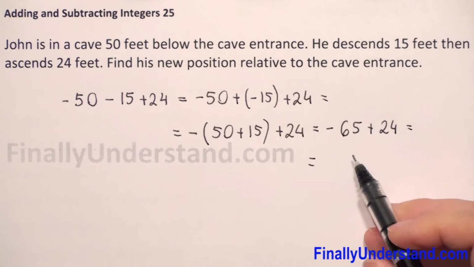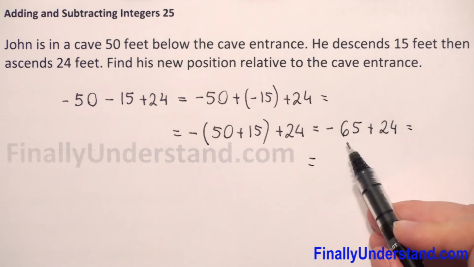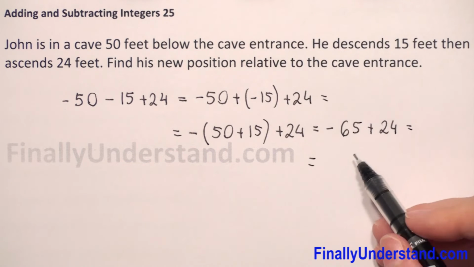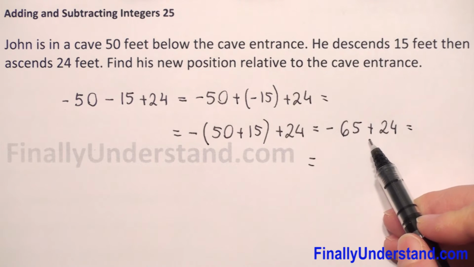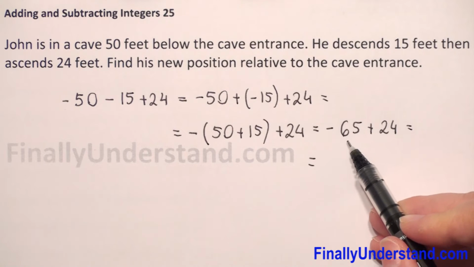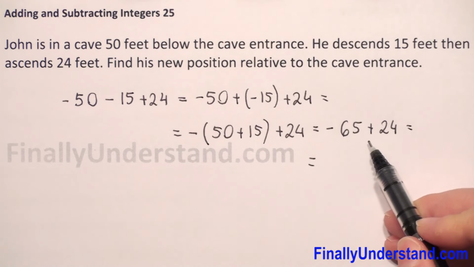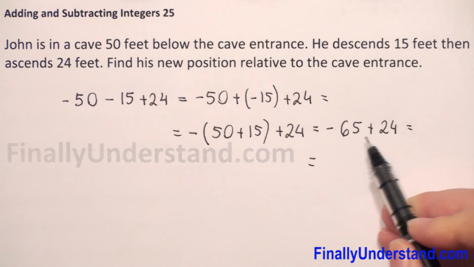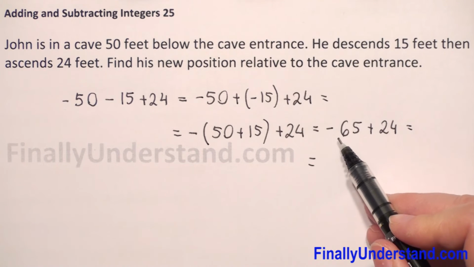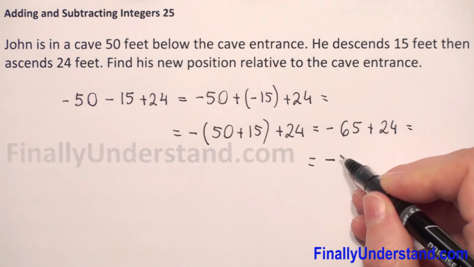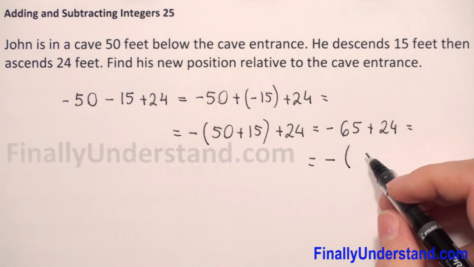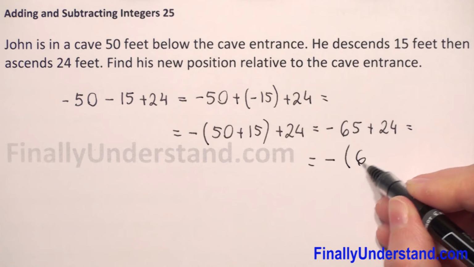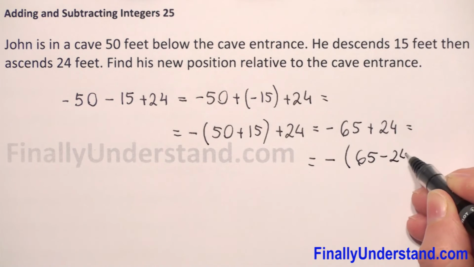Next, we have addition of two integers with different signs, negative and positive. So first we check which of these two numbers is greater. 65 is greater than 24. So we copy the sign before the greater number. It's negative. And now we just subtract, in parentheses, the smaller from the greater number.